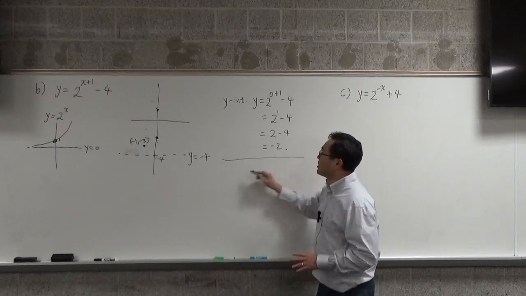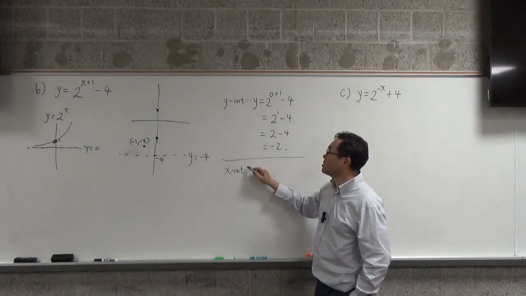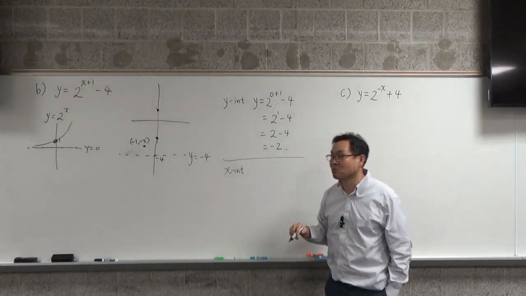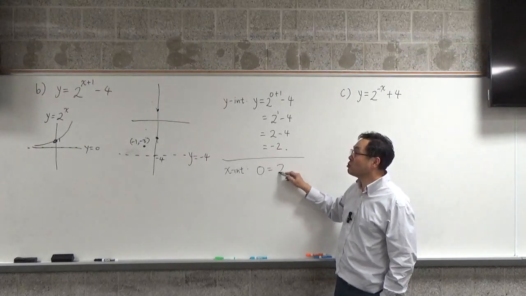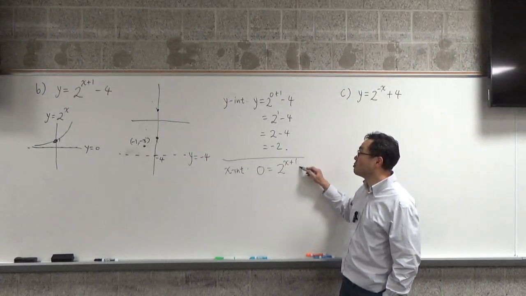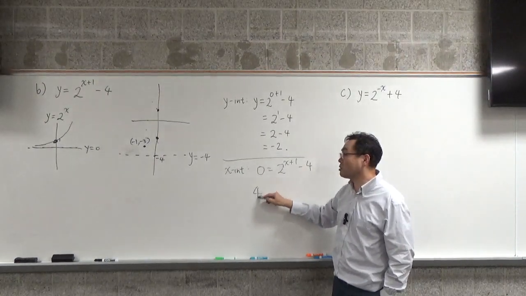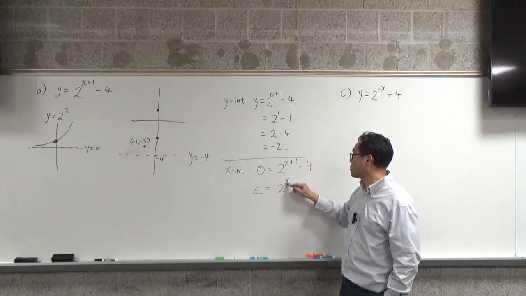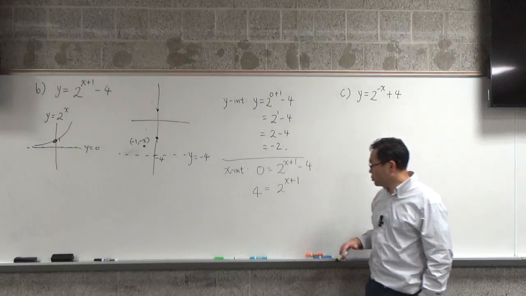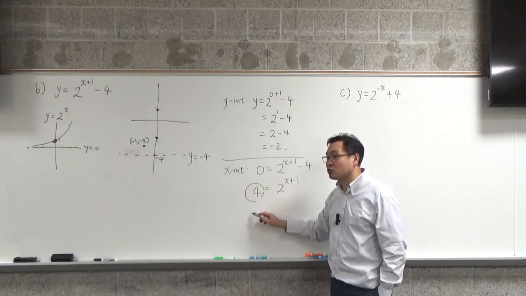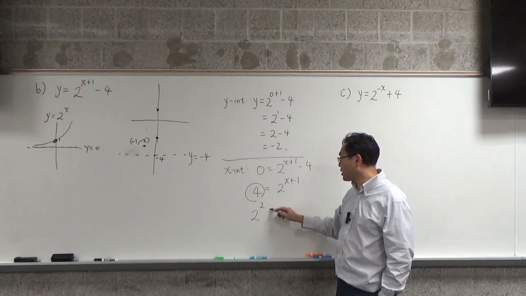Okay, what about the x-intercept? Well, we haven't done much about x-intercept. This is the first time we're doing x-intercept. We set y as 0, so 0 equals 2 to the x plus 1 minus 4. Let's move the 4 to this side, which is 4 equals 2 to the x plus 1. And then you want to rewrite this 4 as 2 squared.